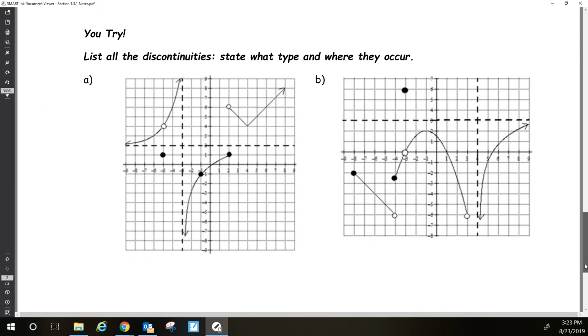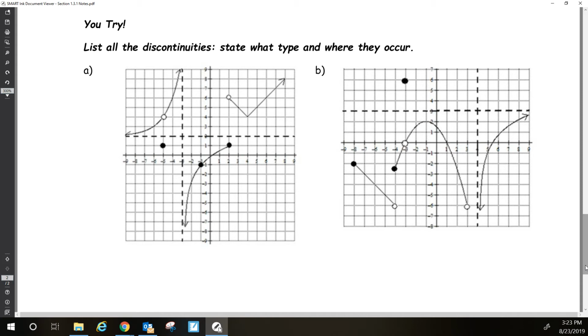All right. Go ahead and pause your video. Notice that these graphs are fun graphs. I actually pulled this from our calculus curriculum, so you're going to see this at the beginning of next year if you stick with calculus. And these graphs have all 3 types of discontinuities in them. So I want you to list all of the discontinuities for each of these graphs and tell me where they occur. So go ahead and pause your video, see if you can find the 3 different discontinuities for each of these graphs, and then tell me where they occur.